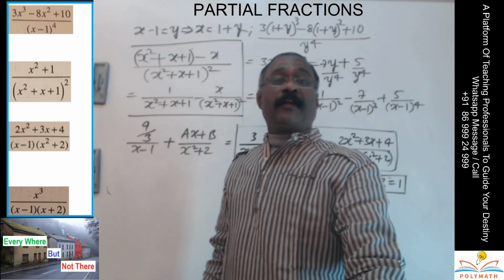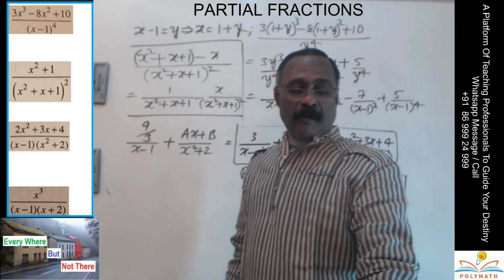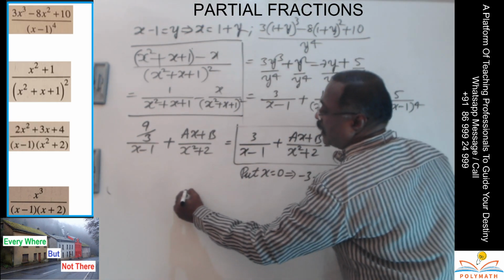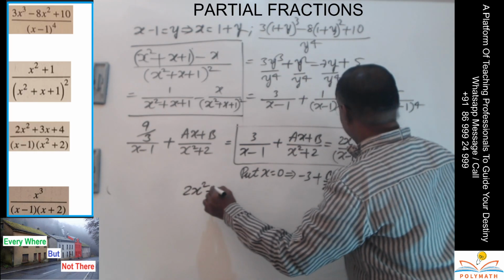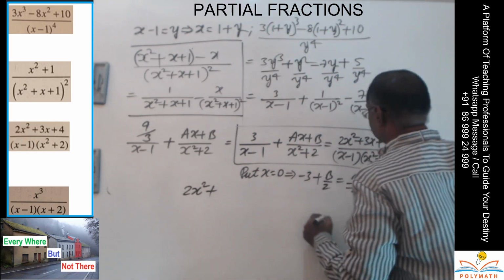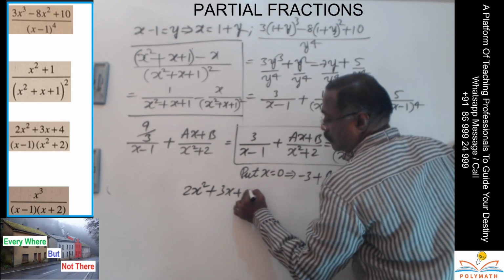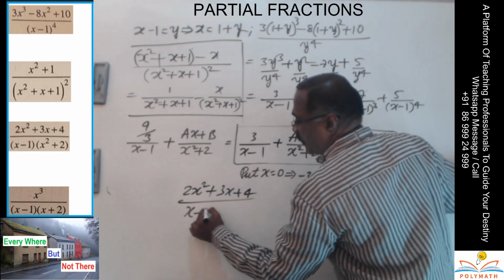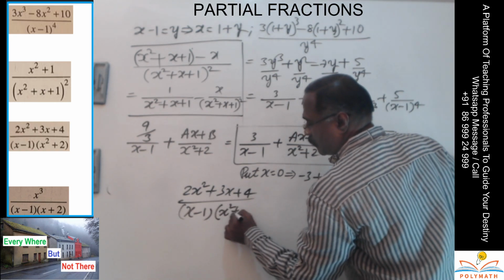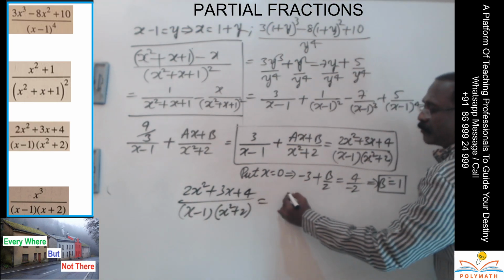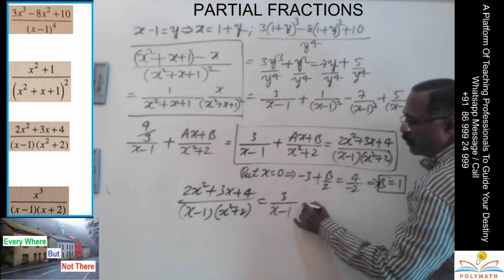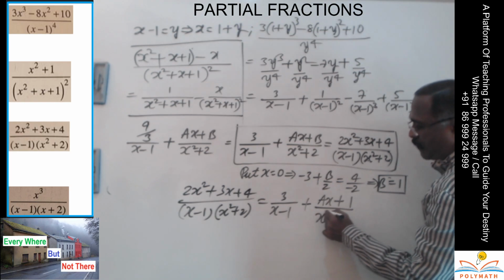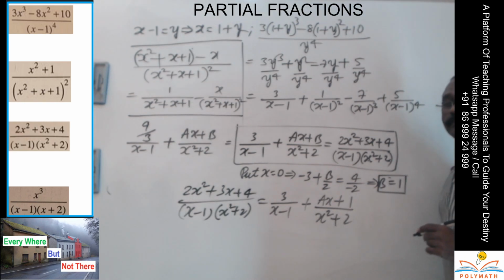After getting b is equal to 1, you ought to get the a value now. How? Just say this now. 2x squared plus 3x plus 4 divided by (x minus 1) into (x squared plus 2) is equal to 3 by x minus 1 plus (ax plus 1) by x squared plus 2.